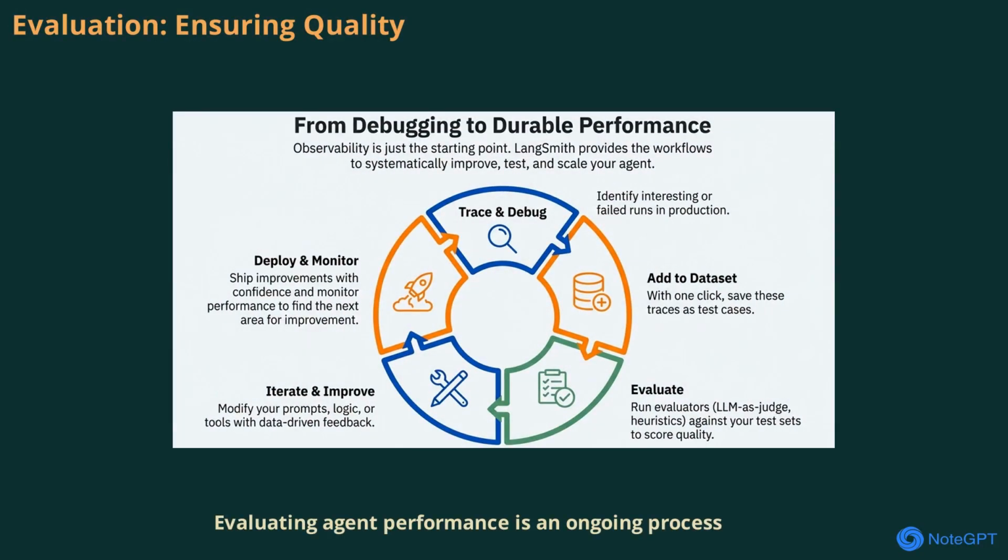Evaluating agent performance is an ongoing process. By creating test sets from production data and scoring results with both LLM and heuristic-based evaluators, you can systematically improve your agent's quality. This approach helps prevent regressions and provides concrete evidence that your agent is getting better over time.